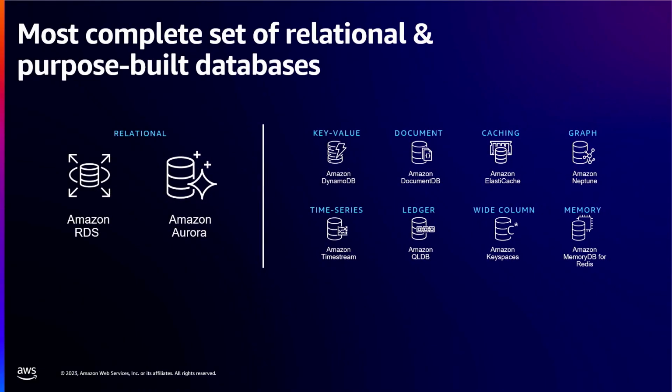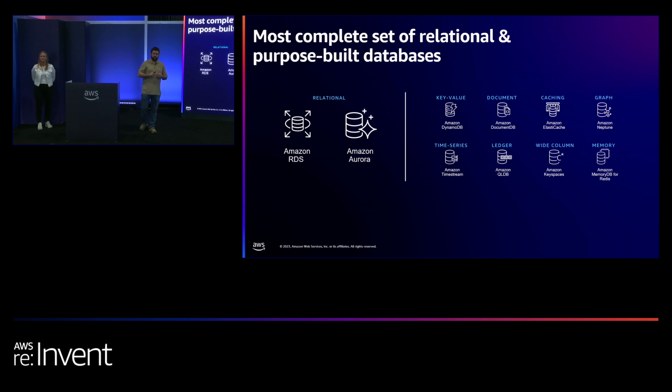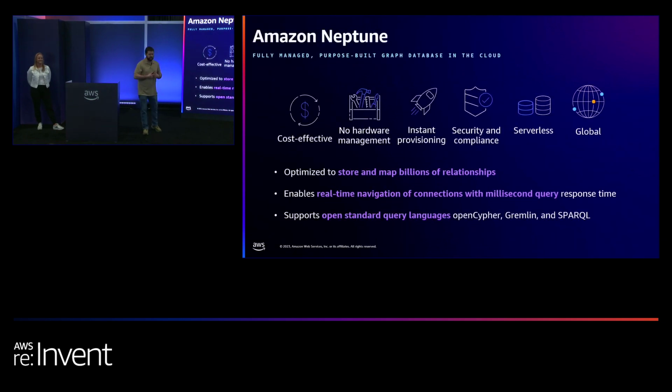As many of you probably know, and have seen this slide or a very similar one, we support data workloads for your applications with the most complete set of relational and non-relational purpose-built databases such as DynamoDB, DocumentDB, ElastiCache, and in our case, we're going to be talking about Amazon Neptune. What is Amazon Neptune? Amazon Neptune is a fully managed, purpose-built graph database built and managed for the cloud. It's optimized to store and map billions of relationships and enable real-time navigation of these connections with millisecond query response times.